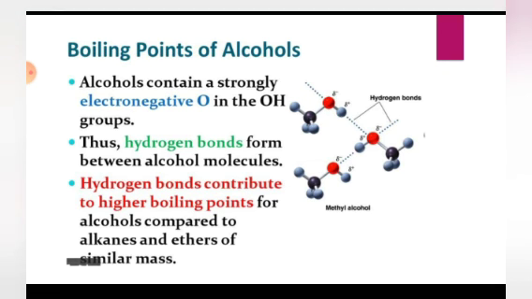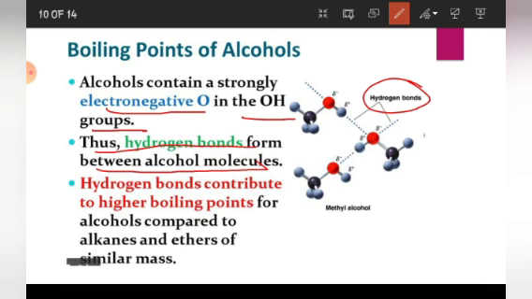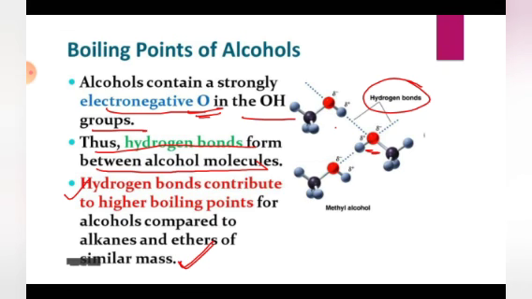Now see, again this is the same thing, boiling point of alcohols. Alcohols contain a strongly electronegative oxygen in the OH group. So hydrogen bonds form between alcohol molecules. This you have studied in your 11th. What are hydrogen bonds? It is shown here. And why is this present in alcohol? Because of the highly electronegative oxygen atom present there. So this dotted line is the hydrogen bond. Hydrogen bonds contribute to a higher boiling point for alcohols compared to alkanes and ethers of similar masses. Right? We have discussed this.